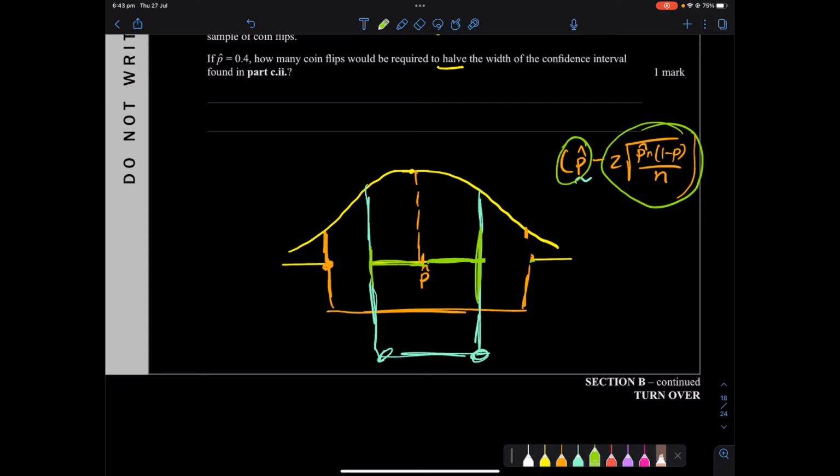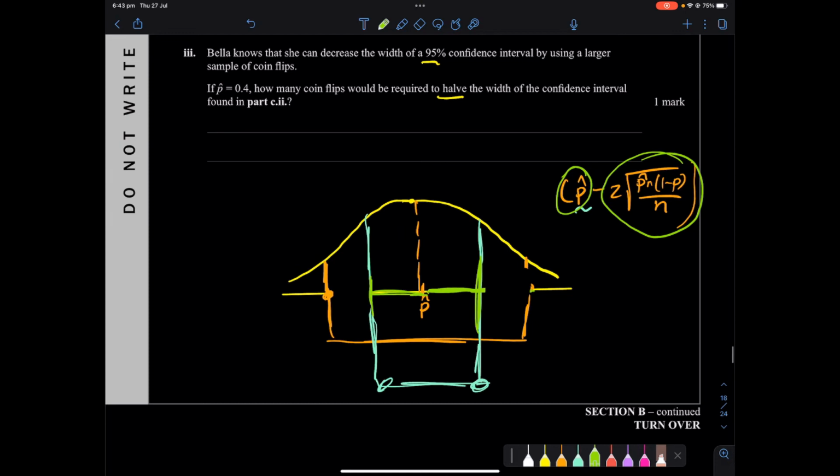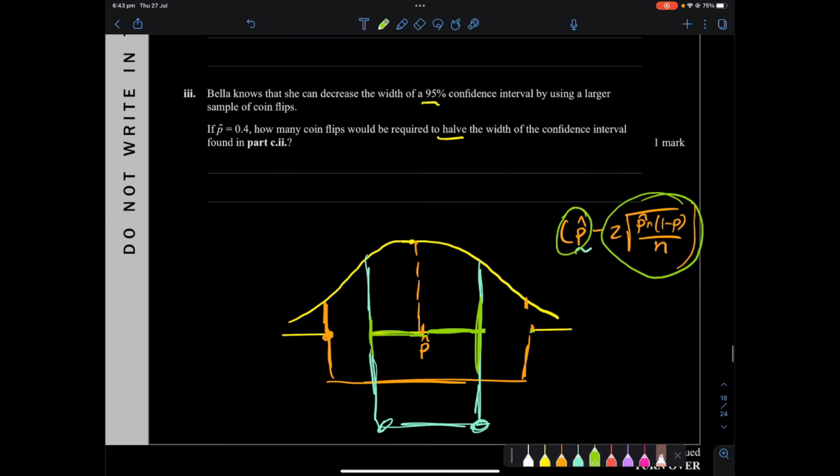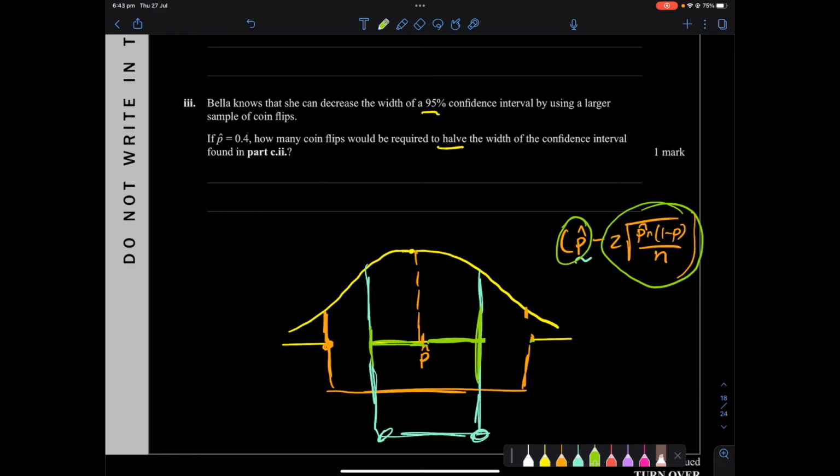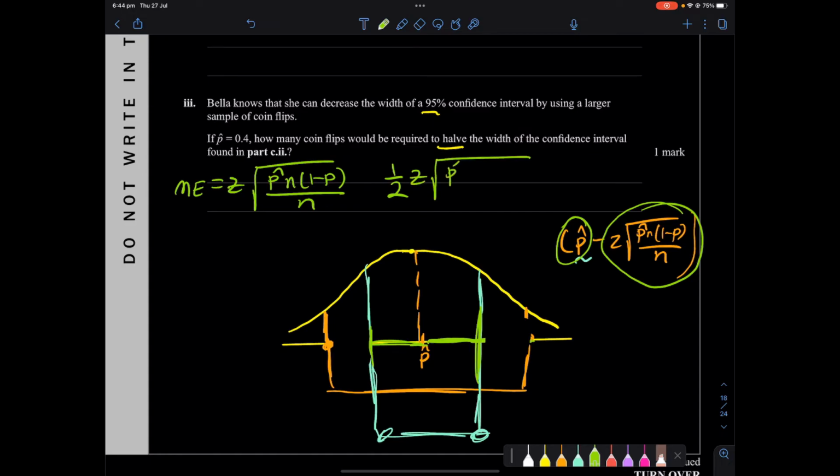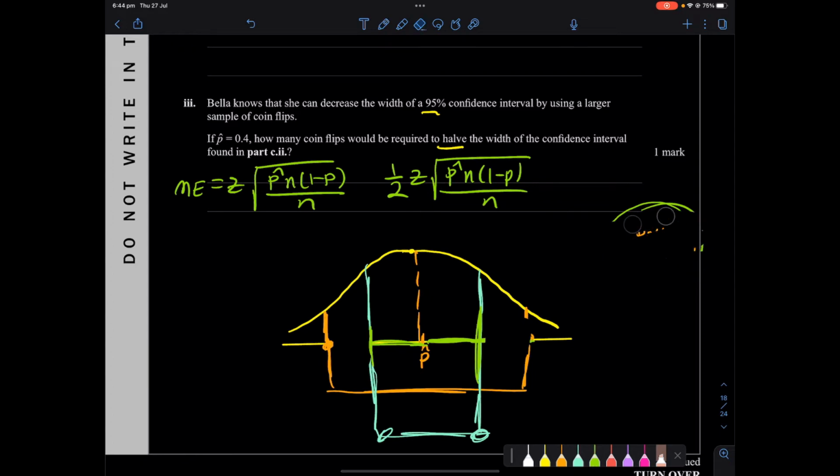So what does that mean? That means your margin of error, using the formula, is something like z times the square root of p hat times 1 minus p hat over n. We call this the margin of error. If we're going to halve it, it means halving z times the square root of p hat times 1 minus p hat over n. We can bring that half inside.